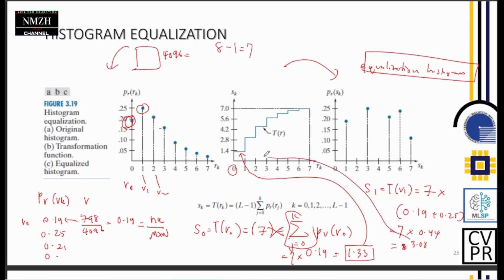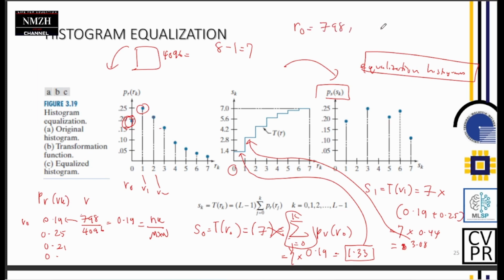3.08 is basically this one. Okay, so that would be S. Okay, S0, S1, S2, S3, S4, and so on, until the end. Okay, right.